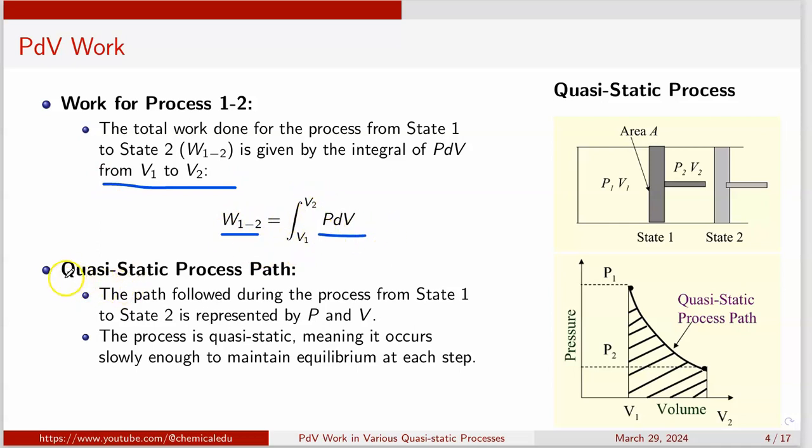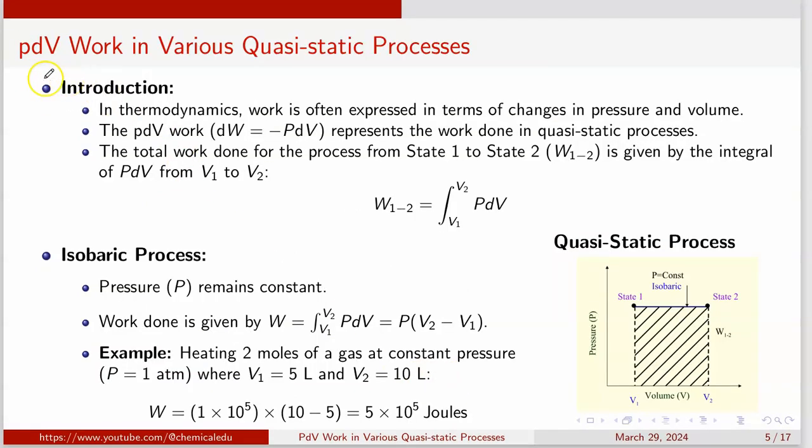The path followed during the process from state 1 to state 2 is represented by P and V. This process is quasi-static, meaning it occurs slowly enough to maintain equilibrium at each step. So the PdV work W1-2 is the integral from V1 to V2 of PdV.